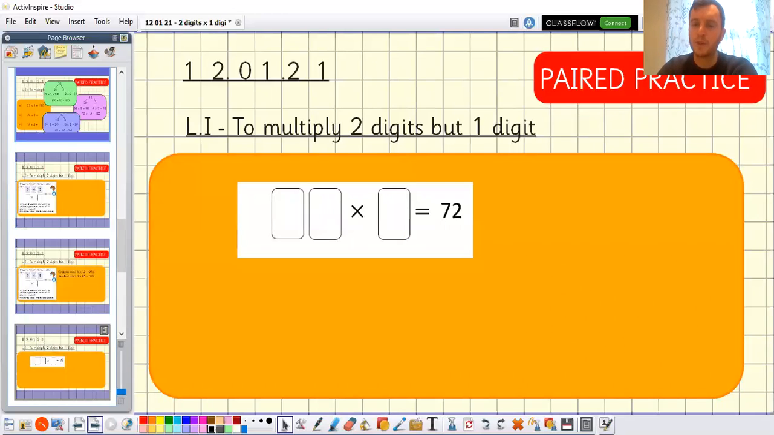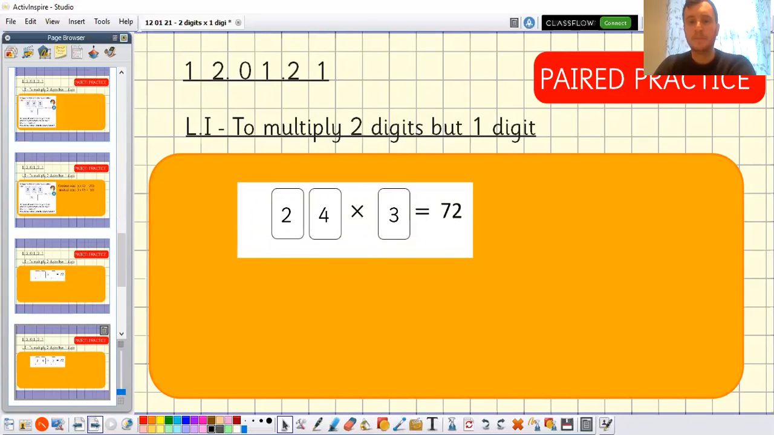As an extra challenge, if you want something else to take away before we finish, I've got blank, a 2-digit blank, times 1-digit blank equals 72. I wonder what those blanks could be this time. Can you have a go at filling in those blanks? Again, pause the video here if you want some time to work through that, and we'll go through it in a moment's time.